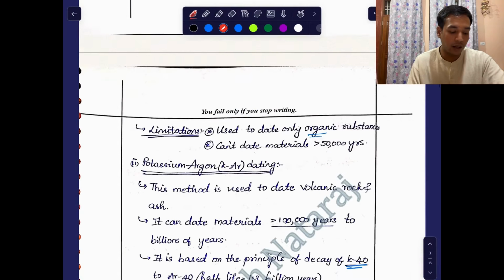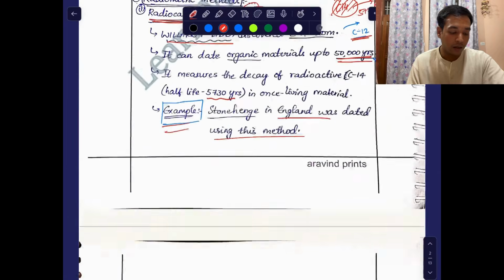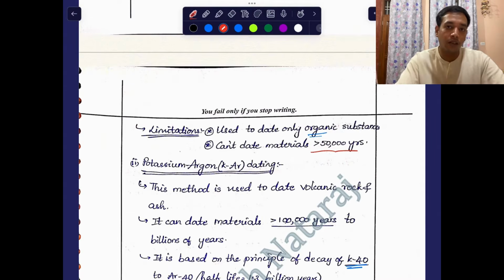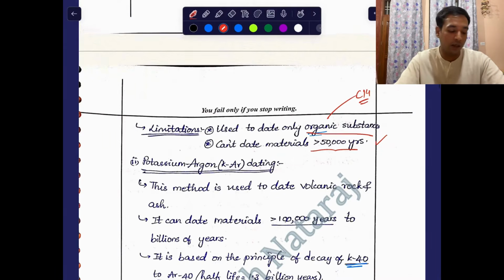Okay, so second, the limitations of the radiometric method. We can date up to only 50,000 years, but there are fossils, for example hominin fossils, Australopithecus fossils, that are millions and millions of years old. So these we cannot date using this method. So that's a limitation. We can also only date organic substances, because organic substances only have C14. Inorganic substances do not have C14.